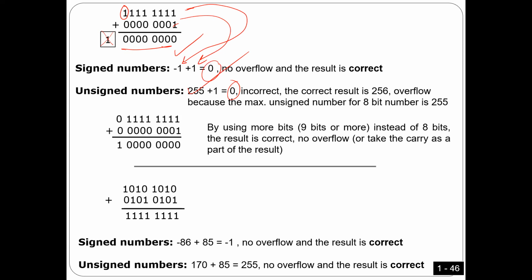What if I want to correct it? If you want to correct it, in the case of unsigned numbers, there is a shortcut. Just take this carry as a part of the answer. So if you put 1 here, 0, 0, 0, it becomes 256. 256, which is correct. Okay? This is a shortcut.